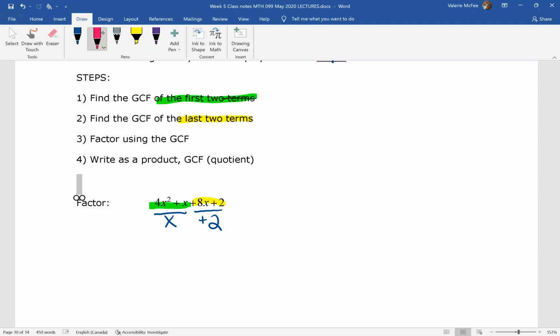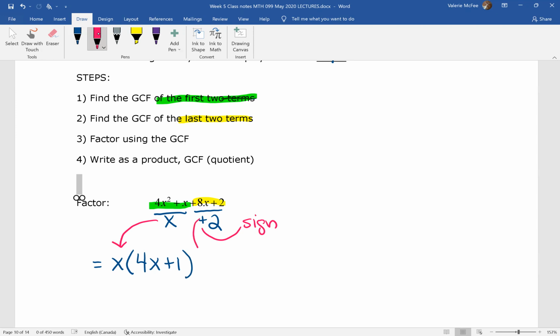We always want to have a sign with our number here. That'll help us remember to factor correctly. Now we want to factor those using that greatest common factor. So we keep our greatest common factor and divide each term. 4x squared divided by x is 4x. X divided by x is +1.